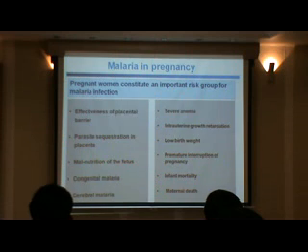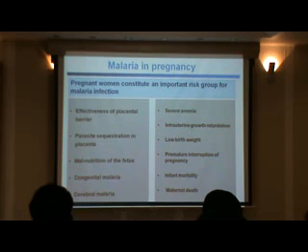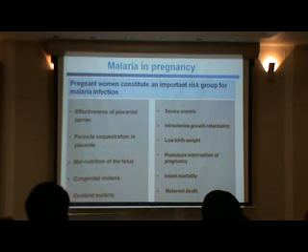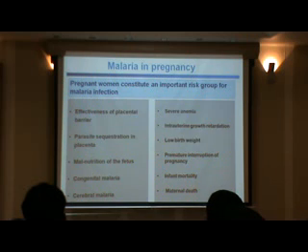This is again a very important manifestation, because pregnant women are more susceptible, particularly to Plasmodium falciparum, and that can lead to serious complications of pregnancy. They can lead to premature delivery or premature death and low birth weight.